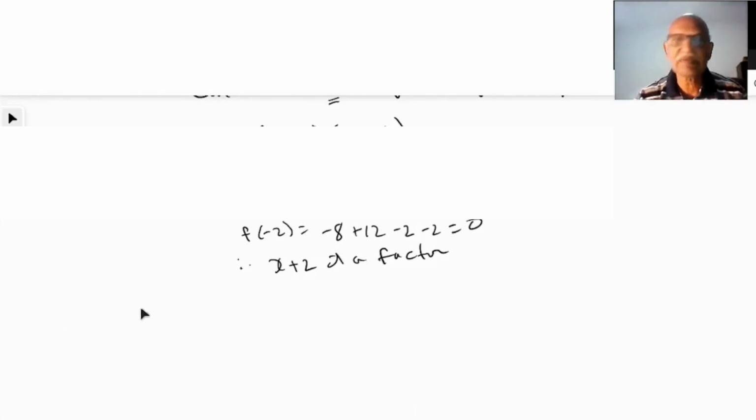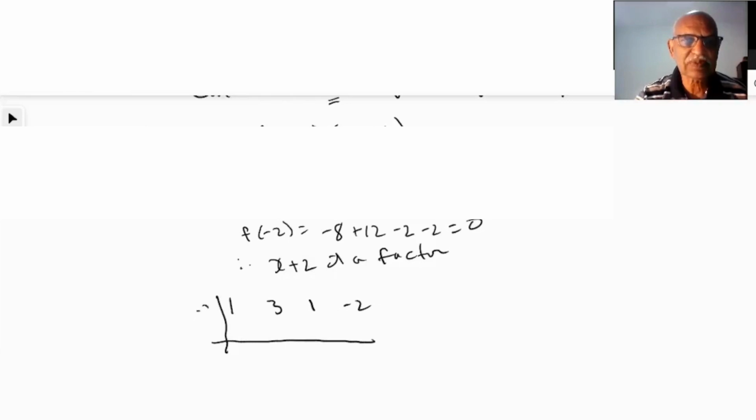Synthetic division means I write the coefficients of the polynomial: 1, 3, 1, minus 2. And what makes that equal to 0? We said minus 2. I bring down the 1. 1 times minus 2 is minus 2. I add: 3 plus minus 2 will be 1. 1 times minus 2, minus 2. 1 plus minus 2 will be negative 1. Negative 1 times negative 2 is positive 2. If your factor is right, the last number must be 0, because the factor theorem makes f of a equal to 0.